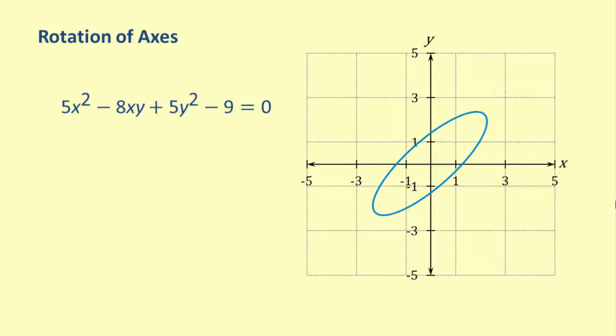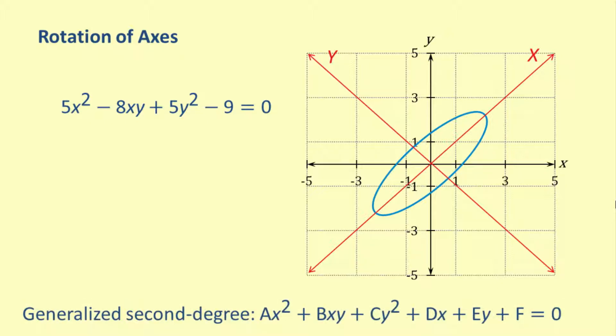The equation 5x squared minus 8xy plus 5y squared minus 9 equals 0 represents this ellipse. A new coordinate system could be introduced with the same origin, but the xy coordinate system is also rotated 45 degrees counterclockwise. In this coordinate system, the rotated ellipse has a major axis on the new x-axis and a minor axis on the new y-axis. We can now develop the rotation of axes formula, which will allow us to transform the second-degree equation in xy into an equation in the new XY system of a conic that is familiar to us.